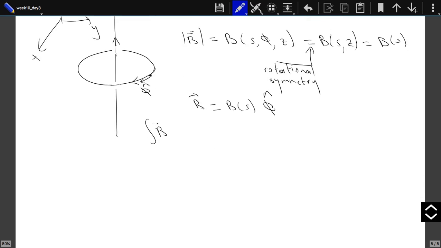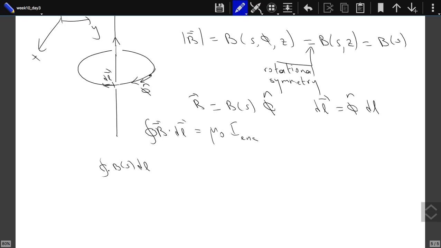Now then I know that the integral of B dot dl should be equal to mu0 times I enclosed. This is my Ampere's law. Well, take one segment along that loop. This is my dl at that point. It's in the phi hat direction, and its length is also dl. So B dot dl is just Bs times dl around that loop, which should be equal to mu0 times I enclosed.